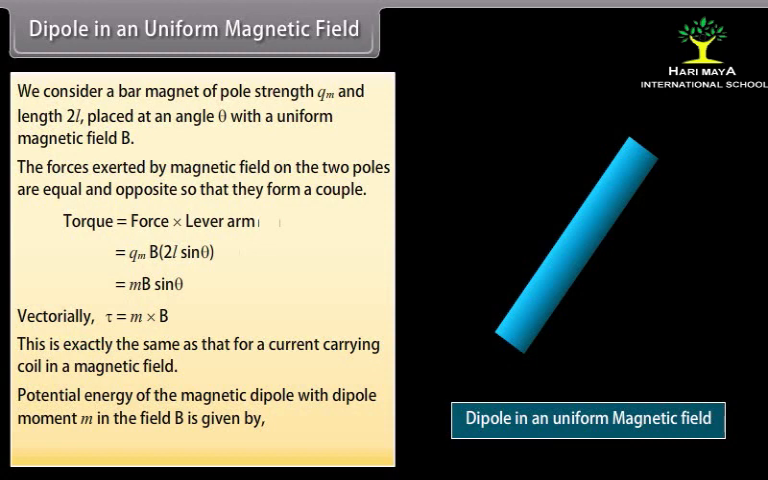Potential energy of the magnetic dipole with dipole moment m in the field B is given by negative dot product of m and B.